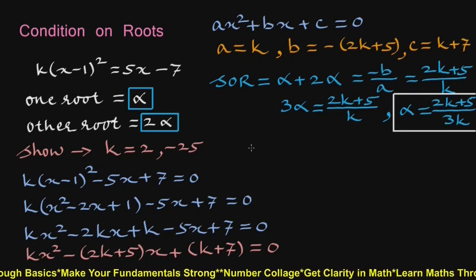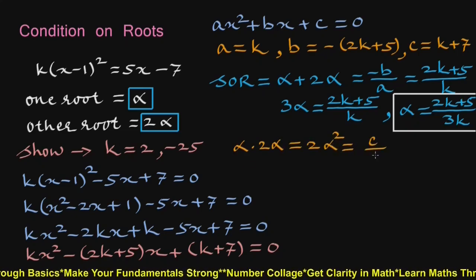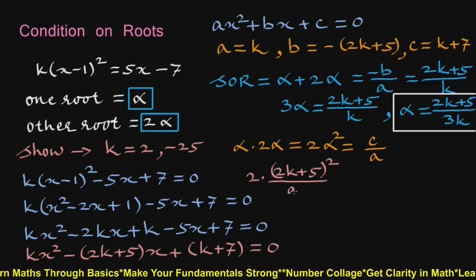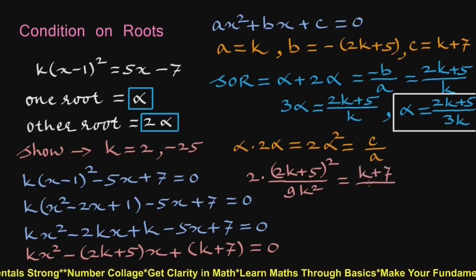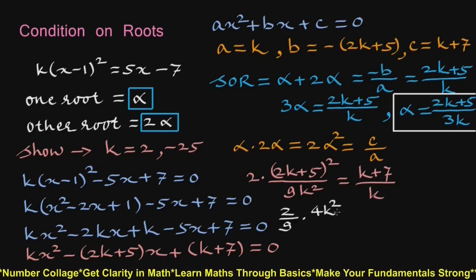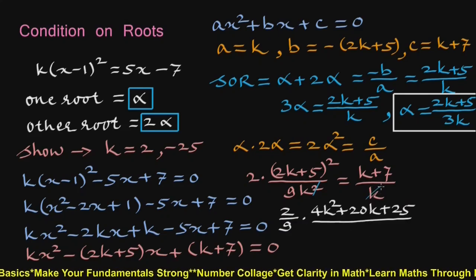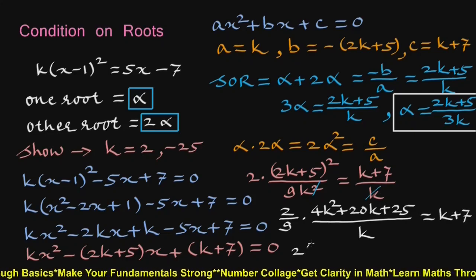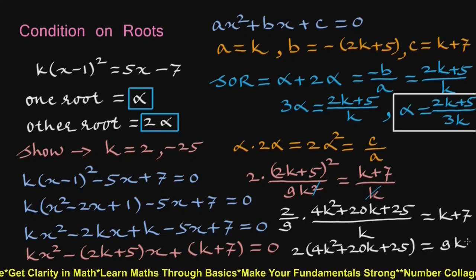Now the product of the two roots, alpha into 2 alpha, that is 2 alpha square, will be c upon a. So 2 into (2k plus 5) whole square upon 9k square will be c, which is k plus 7, upon a, which is k. This will be 2 upon 9 into (4k square plus 20k plus 25) upon, cancelling 1k here, k equals k plus 7.